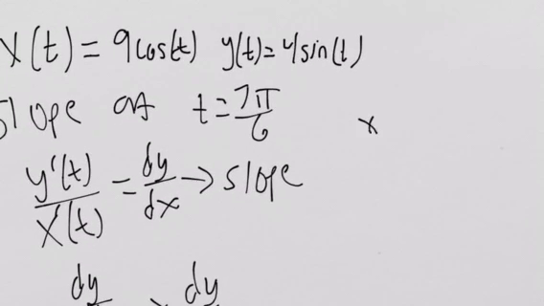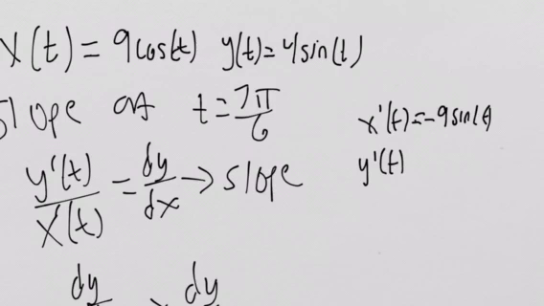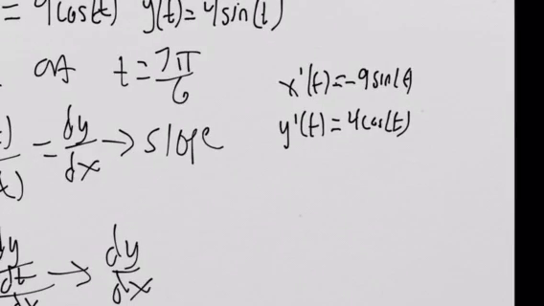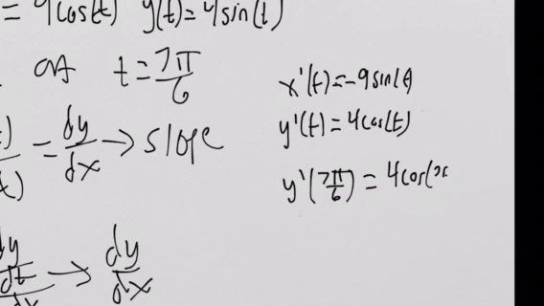So first off, x prime t is negative 9 sine t, and y prime t is equal to 4 cosine t. So then if we want to find the slope at 7 pi over 6, we have to plug in and then divide y and x. So y prime 7 pi over 6 equals 4 cosine 7 pi over 6.